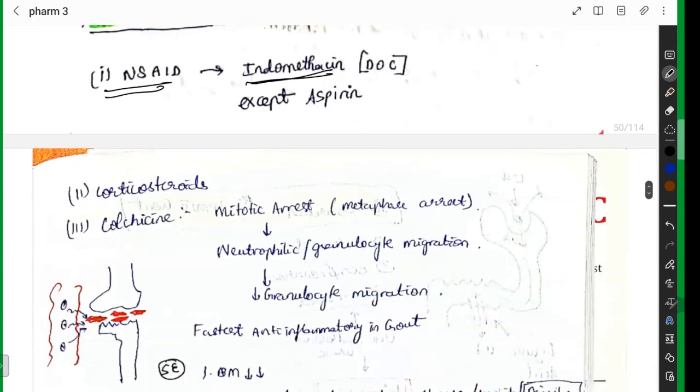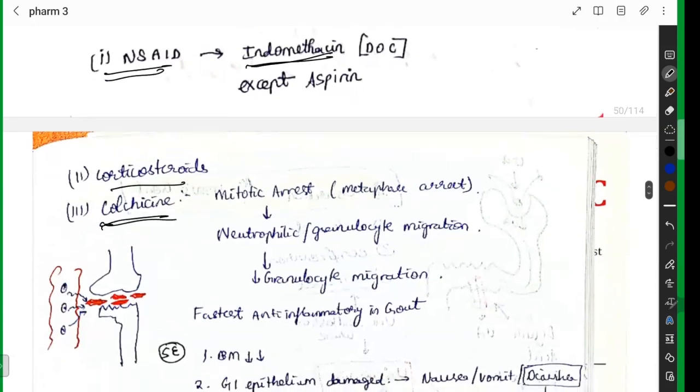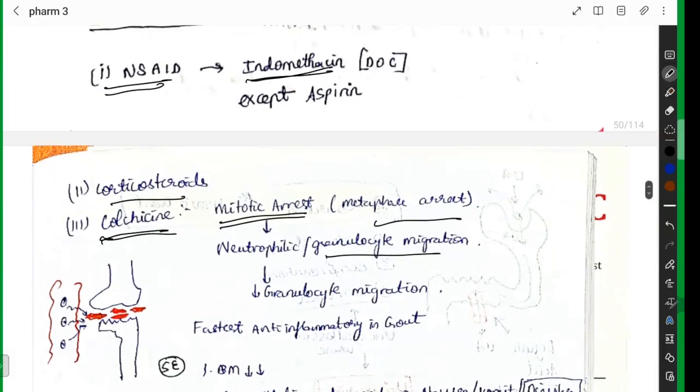Number two, you're going to give steroids. Steroids help in decreasing the inflammation. But what is the exact drug you're going to give? Colchicine. Why is colchicine given? It inhibits mitosis. You know that purines and pyrimidines are broken down to form uric acid, and that uric acid is the one that causes the problem. So you're going to cause a mitotic arrest at metaphase. This decreases neutrophil and granulocyte migration.